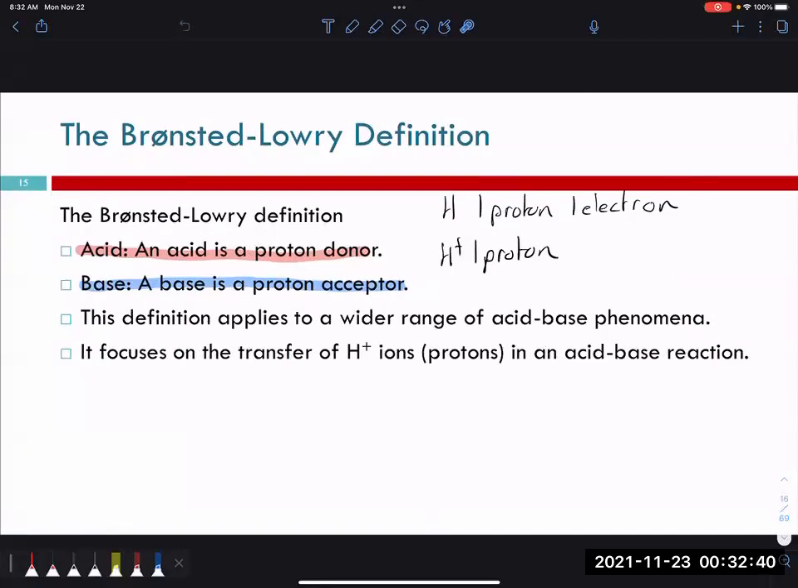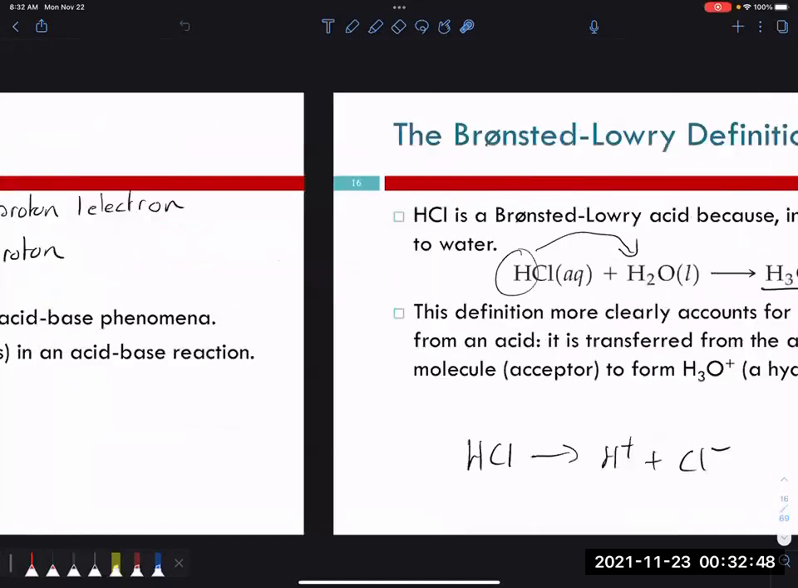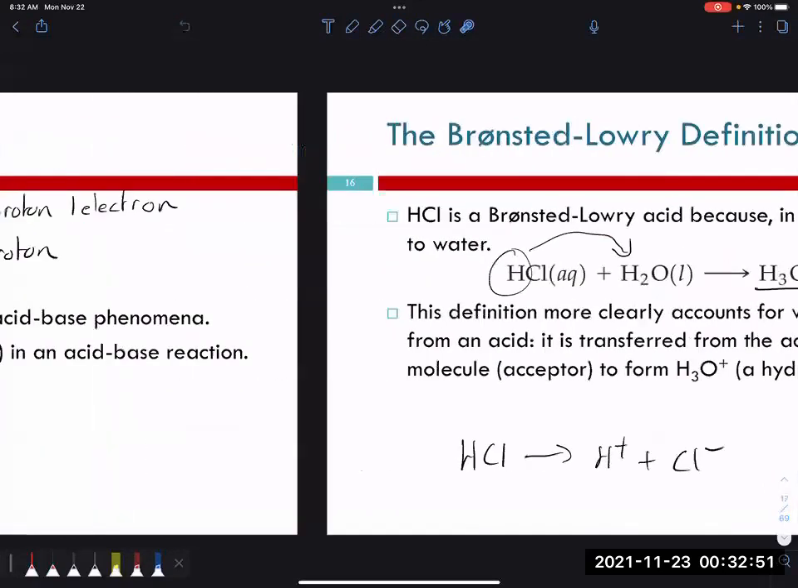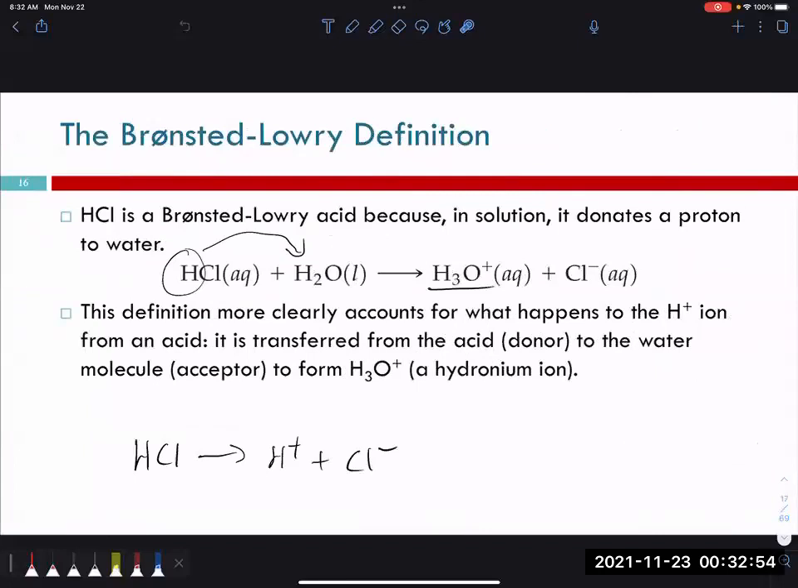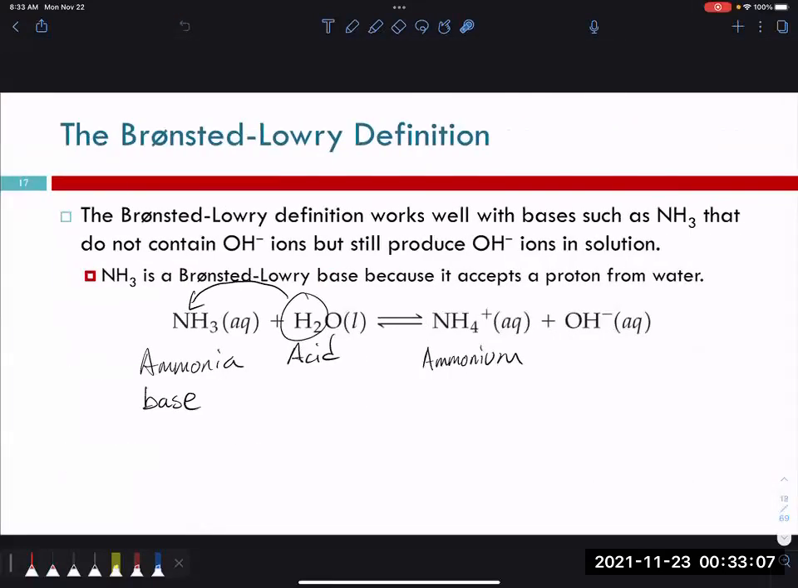The Bronsted-Lowry definition is better. Acids are proton donors, bases are proton acceptors. That covers some bases that don't directly produce hydroxide, but do so indirectly. So hydrochloric acid produces this proton, which is the positively charged hydrogen ion. Ammonia is one of these: if we add ammonia to water, it produces hydroxide, but indirectly, by taking a proton from water.